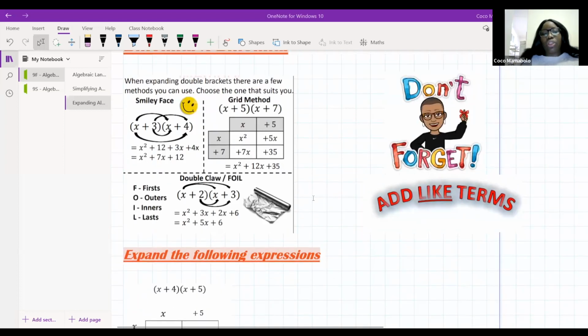All right. So when we get to binomials times binomials, which means two terms times two terms, we're going to do two different things. Your teacher will have probably taught you something like this: first, outer, inner, last.